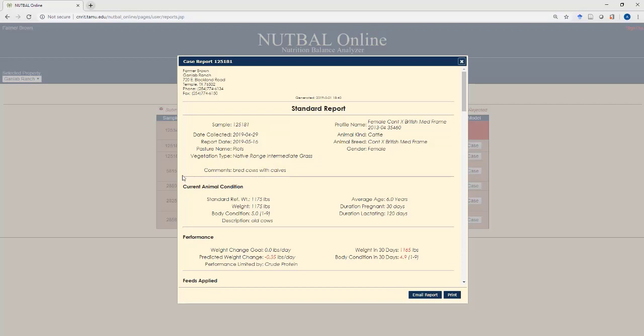And remember that this animal profile that you see, even though it just appears as it's describing one cow, it's actually the representation of all the cows of this age, breed composition, stage of reproduction in this herd. So we could say that the average cow in this herd is going to have a body condition score of 5, is going to be an average of 6 years old, 30 days pregnant, and an average of 120 days post-calving.